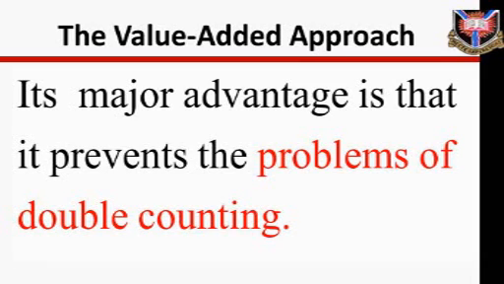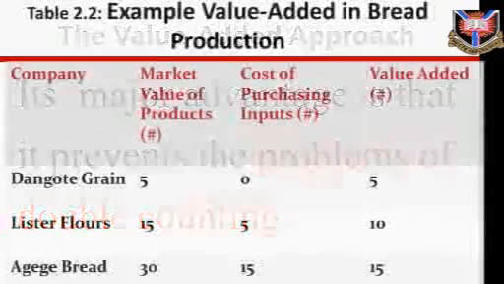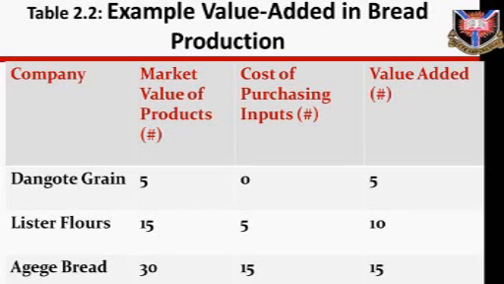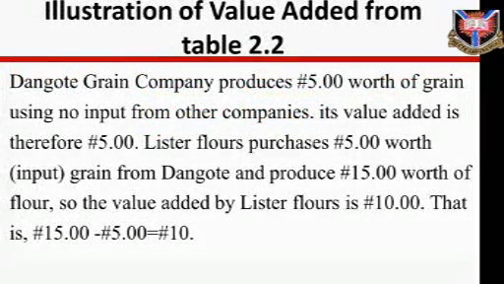Illustration. Let us now illustrate the value added method by revisiting the example of bread making as given in illustration 1. We have already determined that the total contribution of this production process to GDP is 30 naira, which is the value of the bread. It can be shown that we can get the same answer, 30 naira, by summing up the value added. Suppose that bread making is the ultimate product of these three firms. Dangote Grain Company produces grain, Lista Flour produces flour, Agege bread making firm produces the bread. Given the market value of the grain, the flour, and the bread, what is the value added by each of these companies?